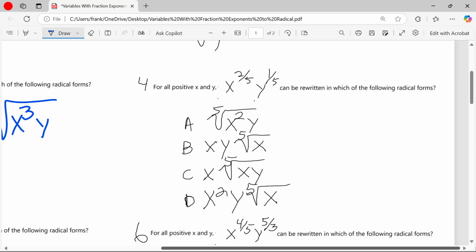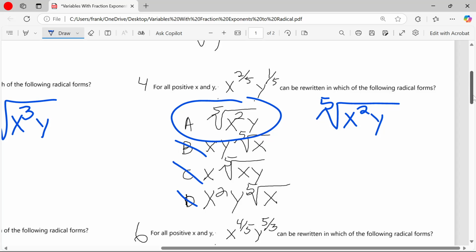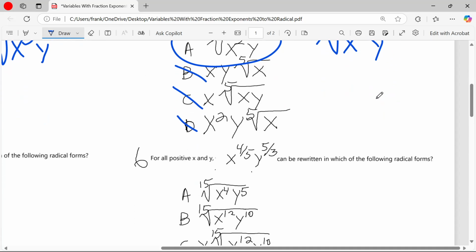Number 4. For all positive x and y, x to the 2/5, y to the 1/5 can be rewritten in which of the following radical forms? Well, again, the denominators are the same. I've got no numerators bigger than denominators, so there shouldn't be x or y outside, so only a is the answer. Test A, pick A. But I'm going to go further just to finish it. Just for practice, the root is 5th, and it's x squared, y to the 1st, or just y, which, again, is A. Next one.